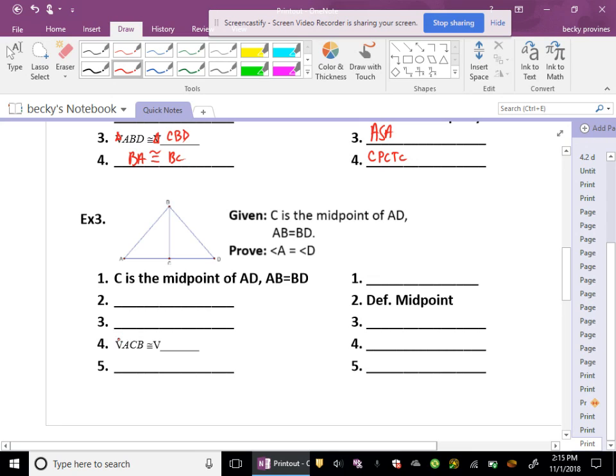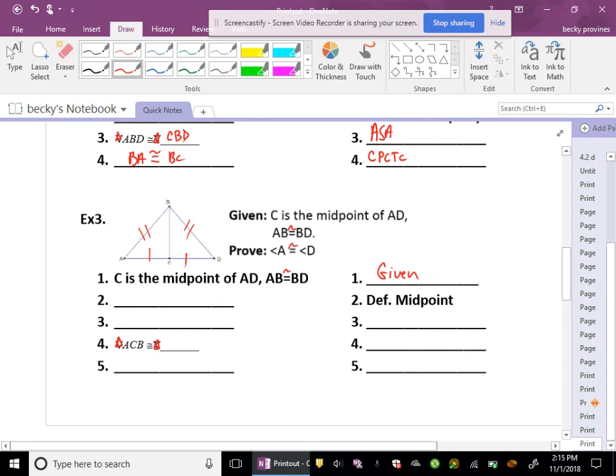All right, so let's fix this proof up. My triangles are not correct. This should be congruent. This should be congruent. Whenever you're told that something is the midpoint, that means it's in the middle and it's cutting it in half. So you need to mark the 2 things that are equal. So those 2 segments are equal. I also know that AB is congruent to BD, and all of this was given.